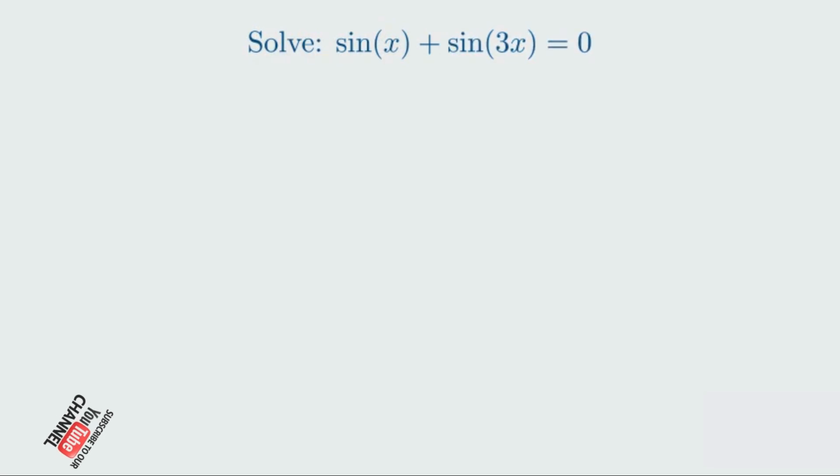To do this, we'll rely on a key trigonometric identity, the sum to product formula for sines. Let's get started. Our goal is to find all the values of x that make this equation true. In other words, we want to find all solutions.